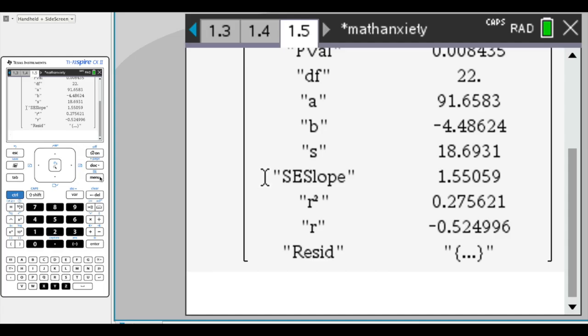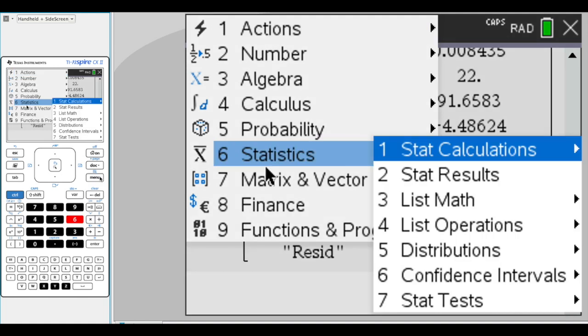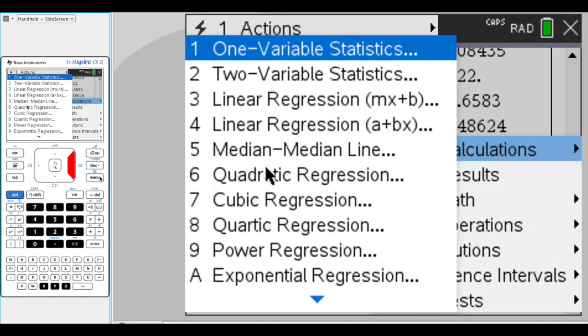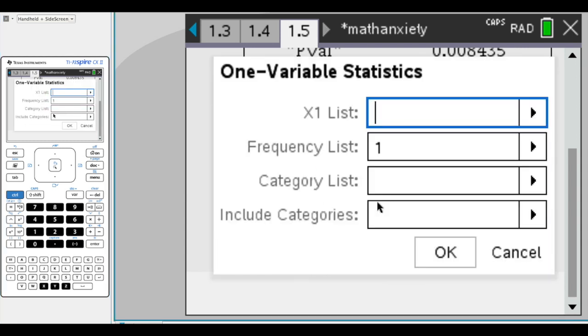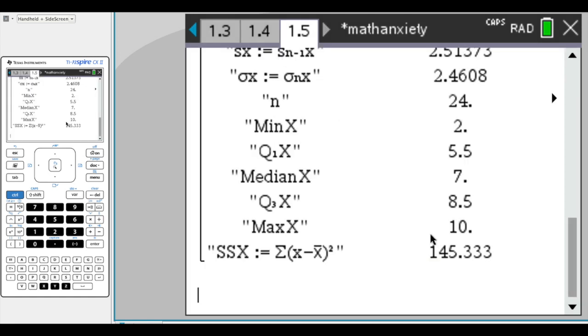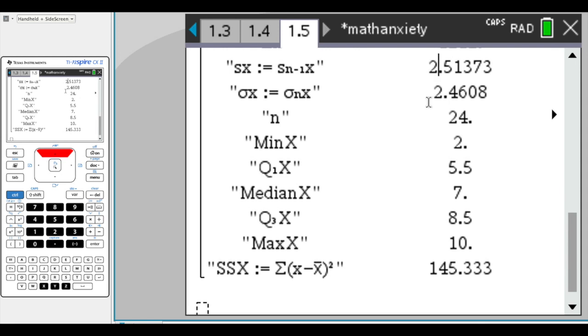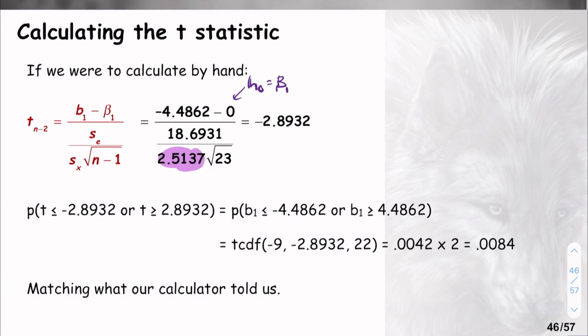If you go back to your calculator and we hit menu, we're going to do statistics, we're going to do stat calculations, and we just want one variable statistics. And so we're going to select the number of lists, we just want one. And what is our x value in this case is the anxiety level. That's all we need to say. And we get, if I scroll up just a little bit, S sub x, or the standard deviation for our x value, to be 2.51373. So I just put that value in, divided by the square root of n minus 1, which again, n was 24. It's really helpful to keep these values organized, so you can find and plug them in.